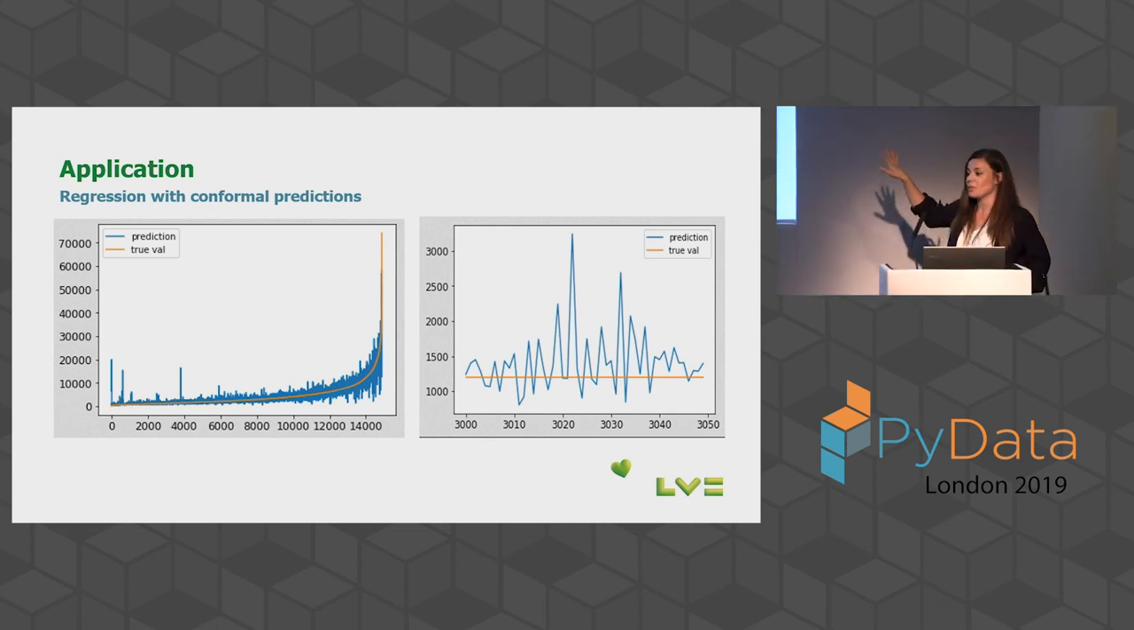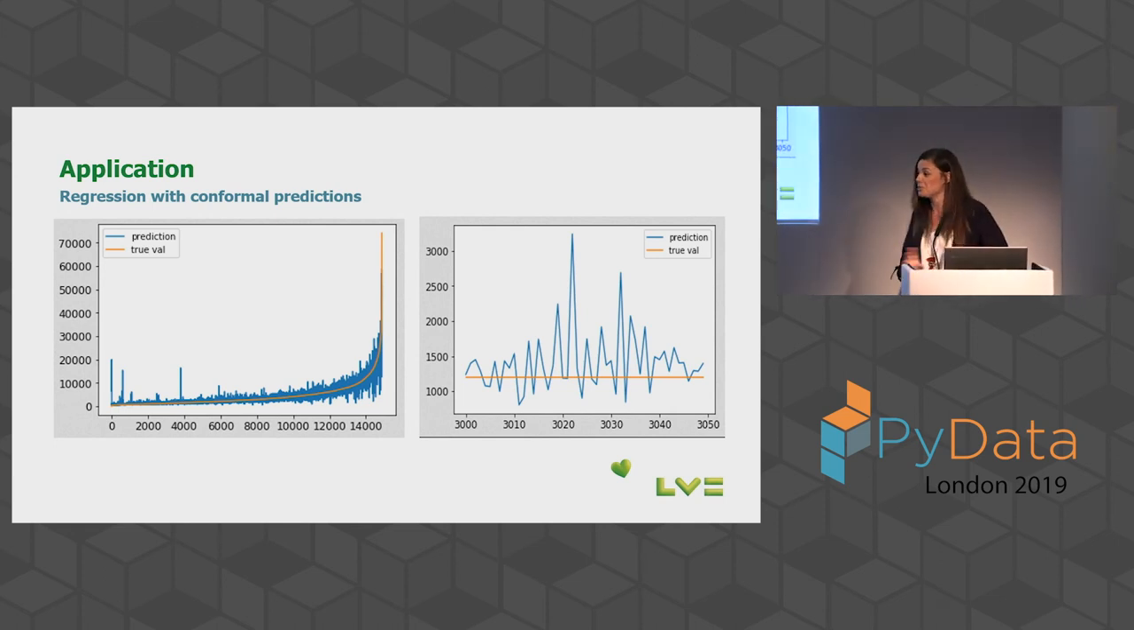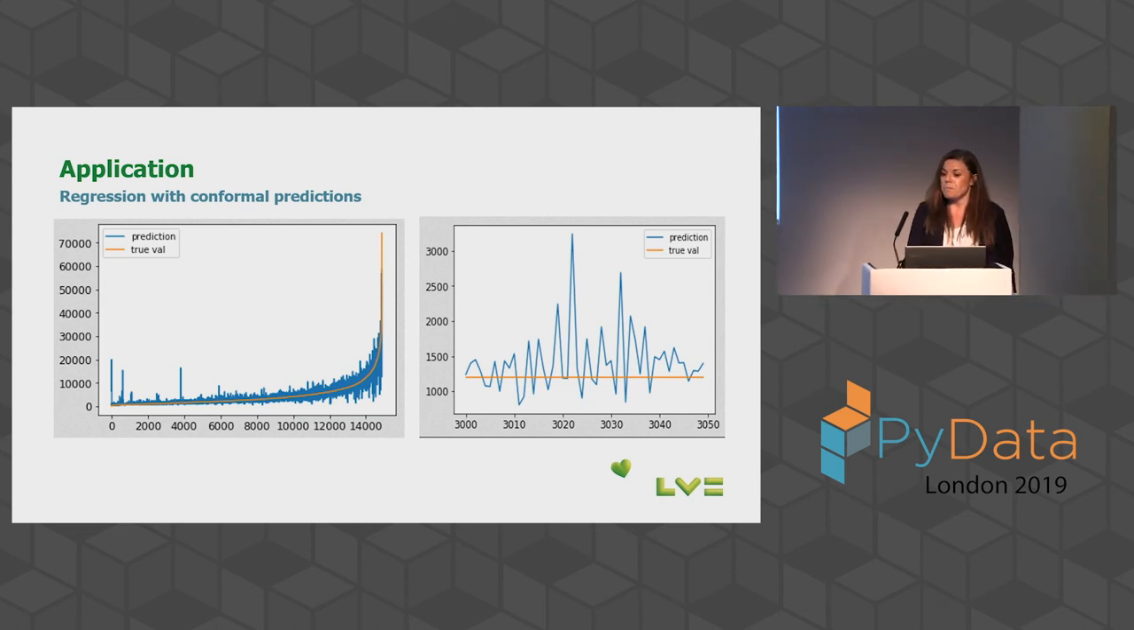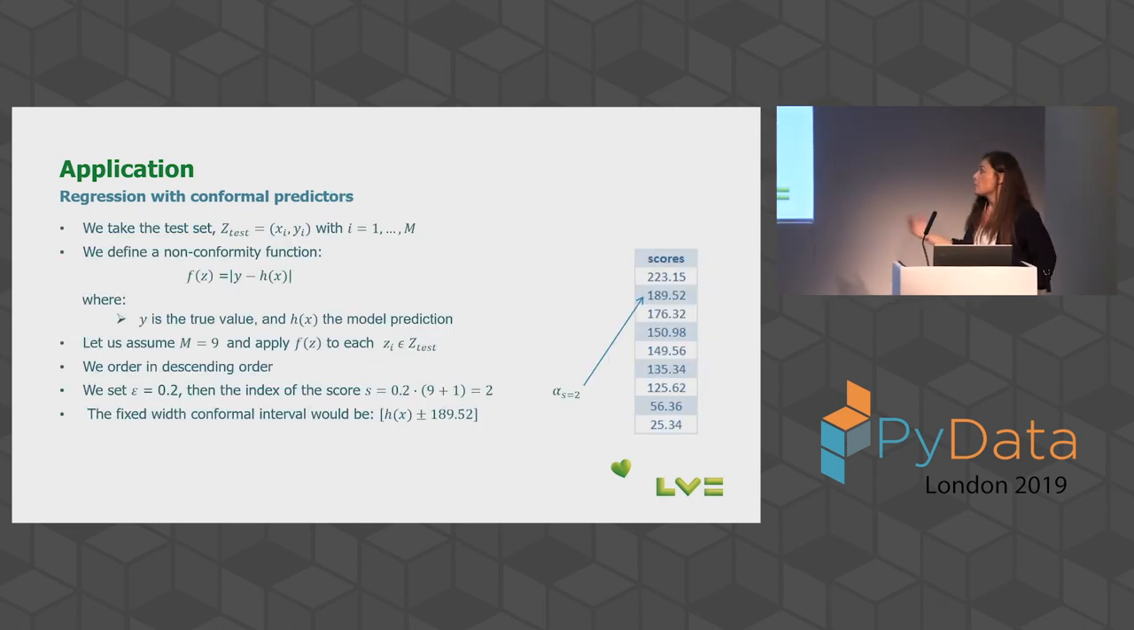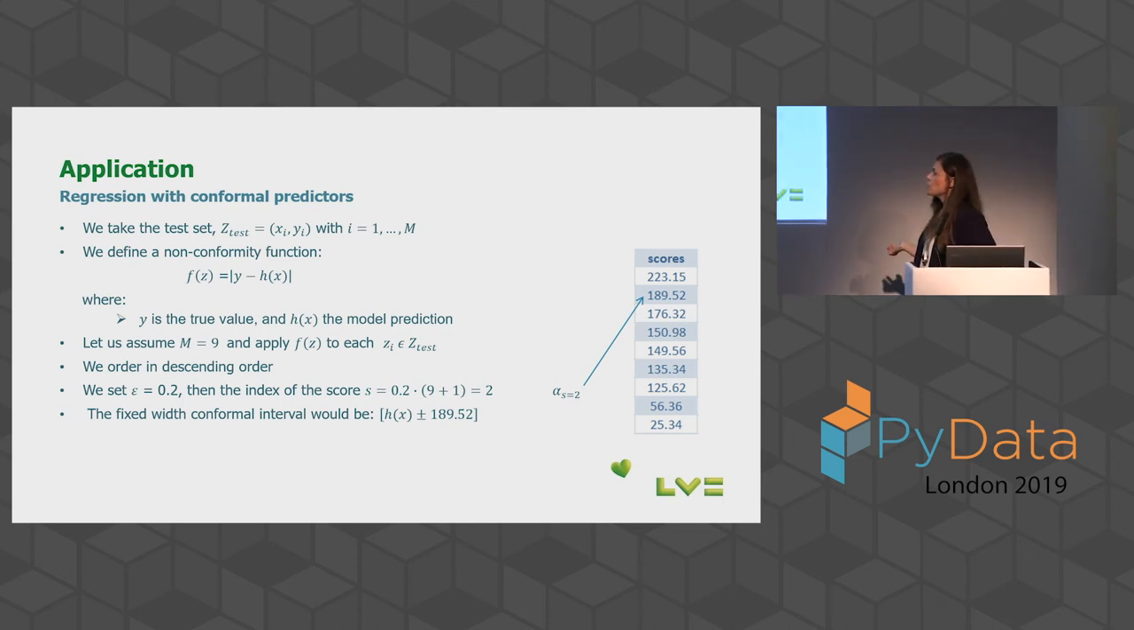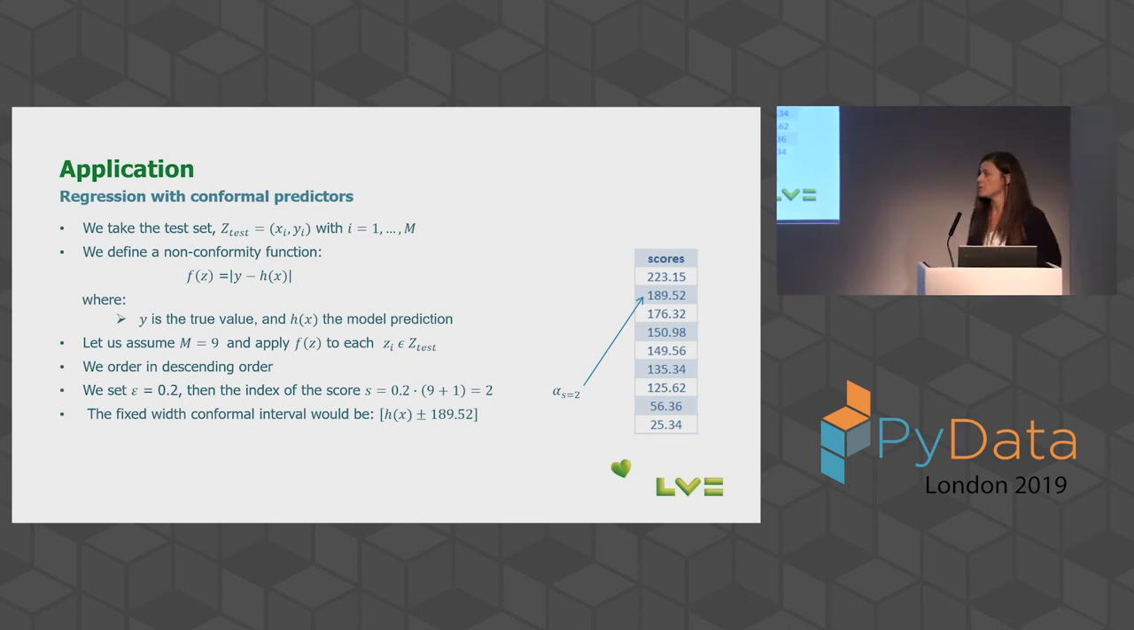And this is not the worst example I could show you, I could even show you something worse. So what we did? We tried to compute the conformal interval. How do you compute a conformal interval if you have a regression problem? So we did the same, we fit the same model, we separate the test into label and so on. So we define a non-conformity function. Ours was more fancy than this one, but this one is just for this example.